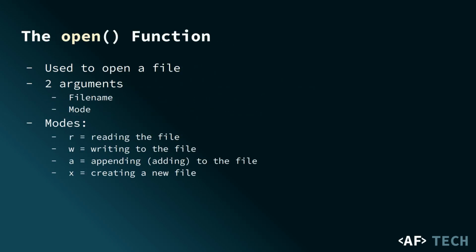The open function is used to open a file, and it takes two arguments, the file name and the mode. The mode indicates how we want to interact with the file. The modes can be R for reading, W for writing, A for appending, and X for creating a new file. Let's look at an example.